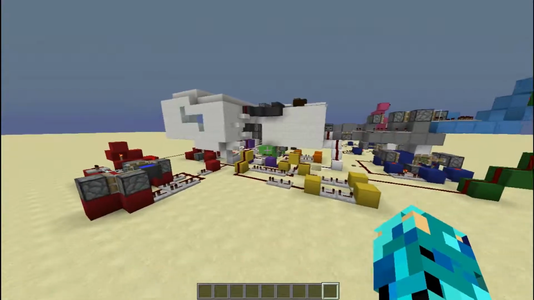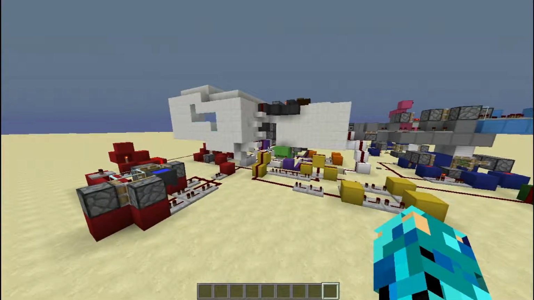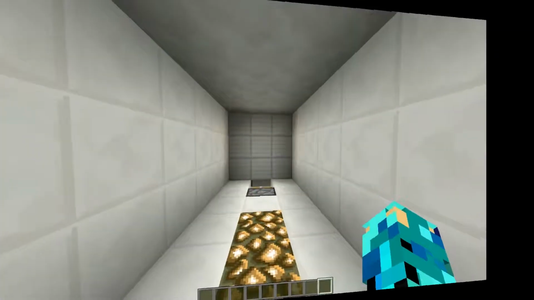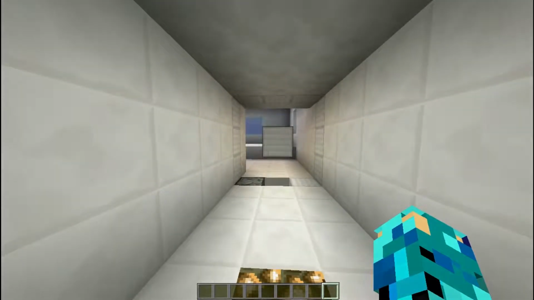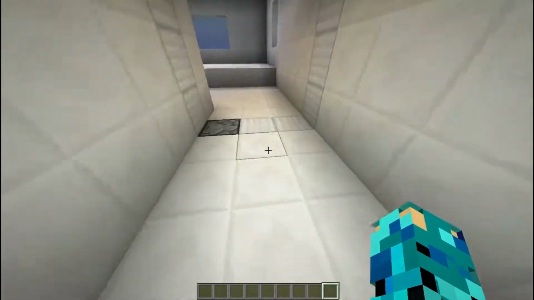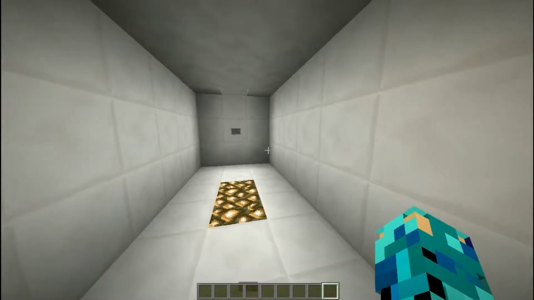So as you can see from the title of the video, this is a 3x3 piston door. We press this button, it all opens up just like that. It's a bit slow, but this is my first one, please.